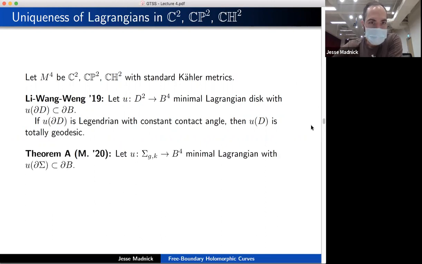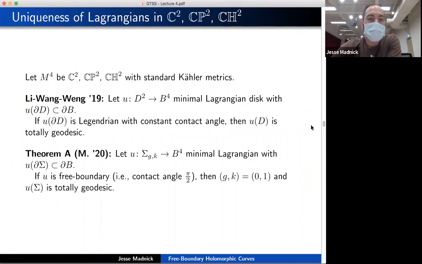So in my result, I allowed for arbitrary topologies. So any genus G and any number of boundary components, but I assumed a more restrictive boundary condition. I assumed the free boundary condition, which is contact angle pi over 2. And the conclusion is that if you have a free boundary minimal Lagrangian of any topology a priori, free boundary in CP2 or CH2 or even C2, then in fact, G has to be 0 and K has to be 1. And your minimal Lagrangian a priori, which could have been really weird, there's only one option, it has to be totally geodesic.